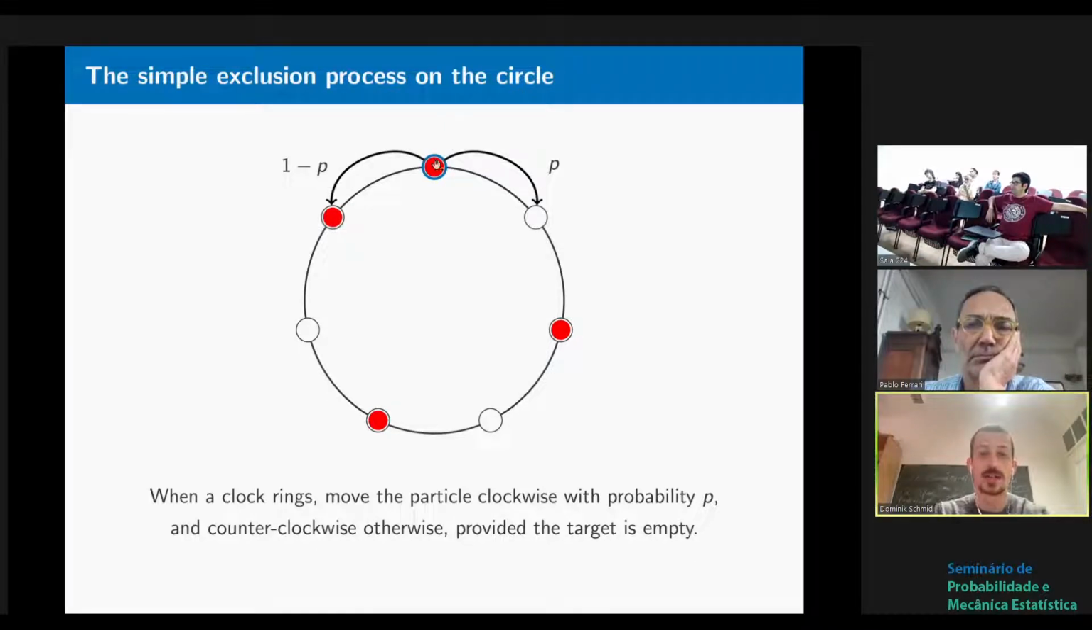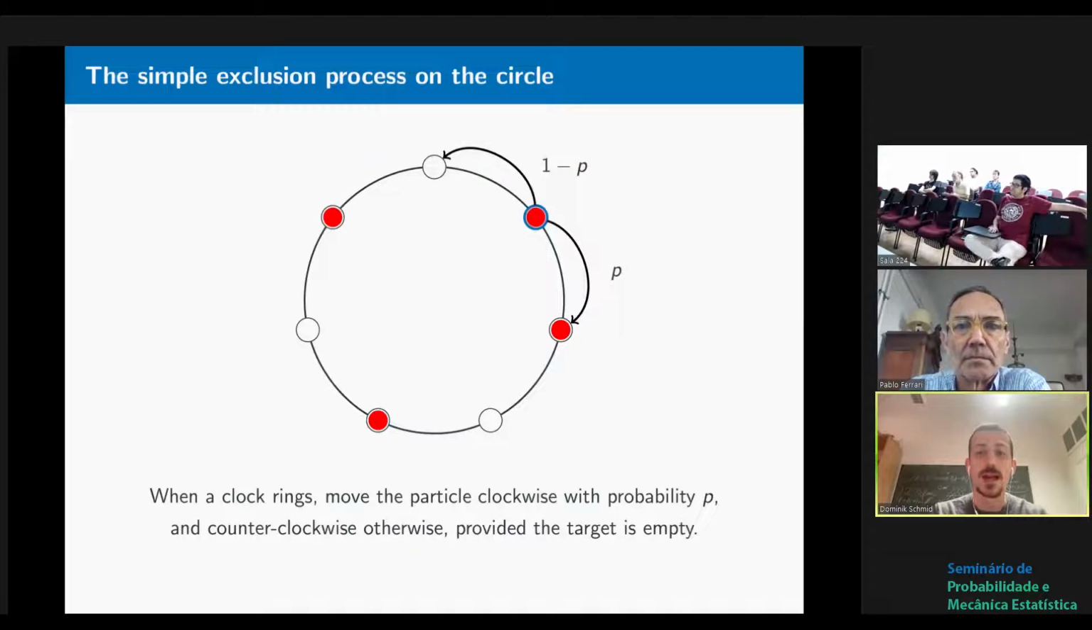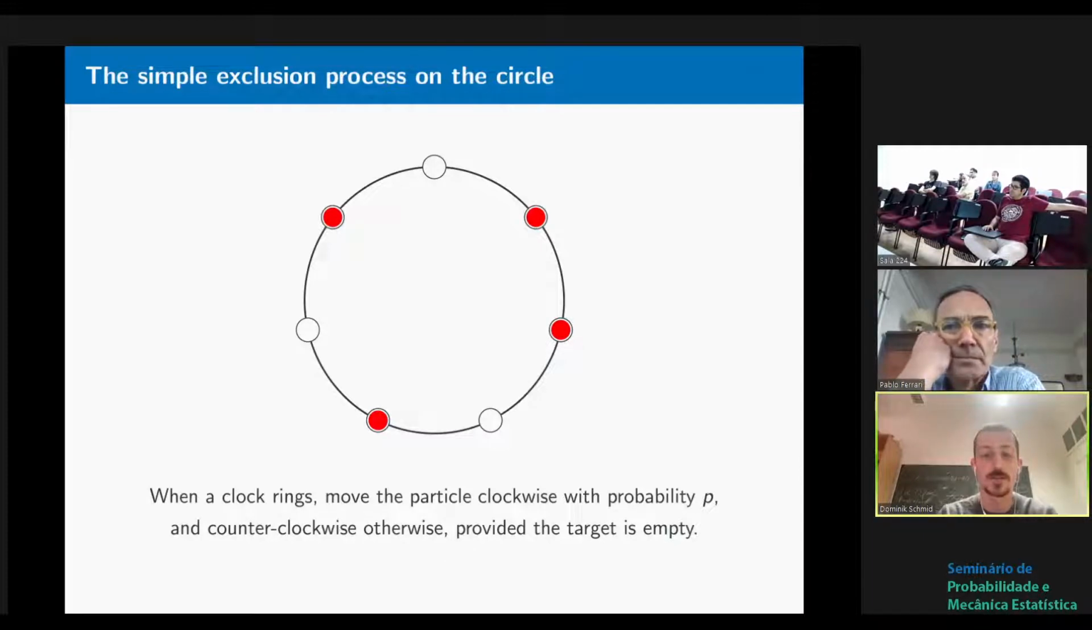So let's say we're in this example here, the clock of this particle rings, then it tries to make a jump to the right with probability p. In this case, it jumps to an empty site, so this move is performed. However, let's say this particle here would attempt a jump to the right, or in clockwise order. Then because there's already a particle sitting there, this move is going to be suppressed. And this last constraint, that we're not allowing two particles occupying the same site, is also called the exclusion constraint, therefore the name simple exclusion process.